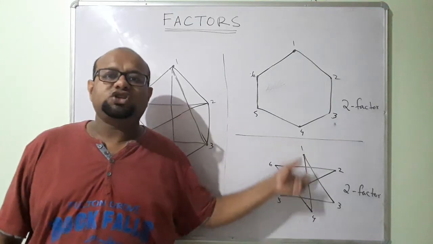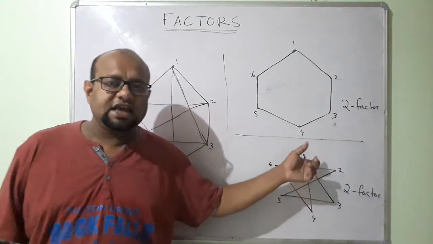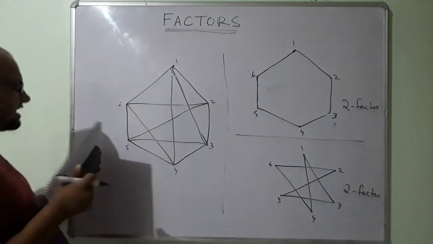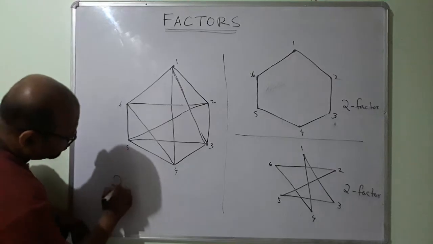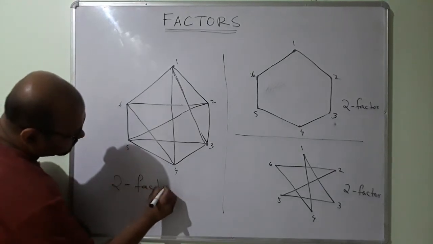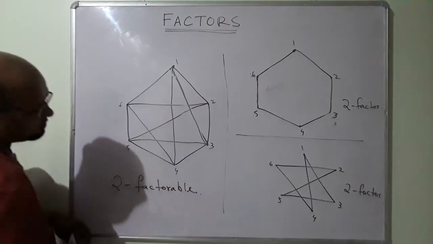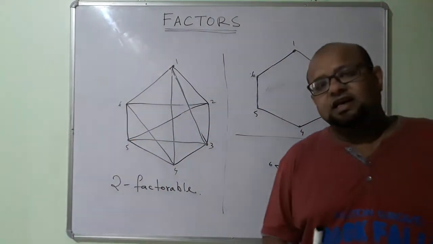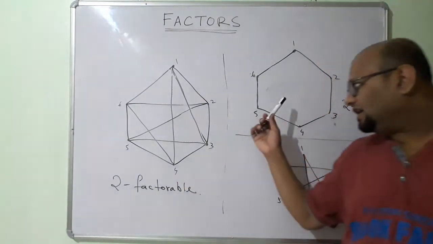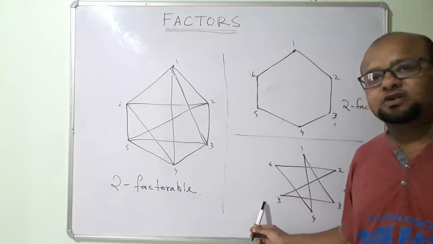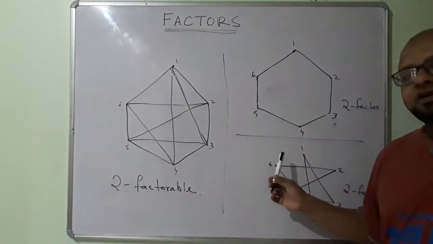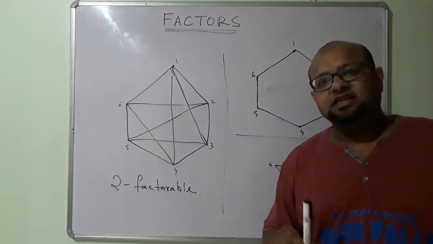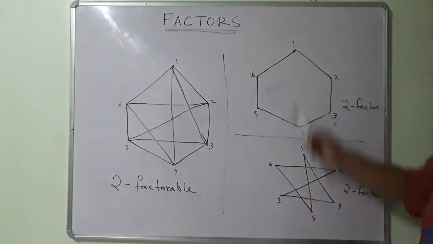Now if I union these two disjoint two factors, I will get back my original graph, right? So this graph is k factorable, that is 2 factorable. Alright, so remember this, a graph is k factorable if I can get k factors out of that graph. And these k factors will not share any edge. They will be edge disjoint. Of course the vertices will be shared.